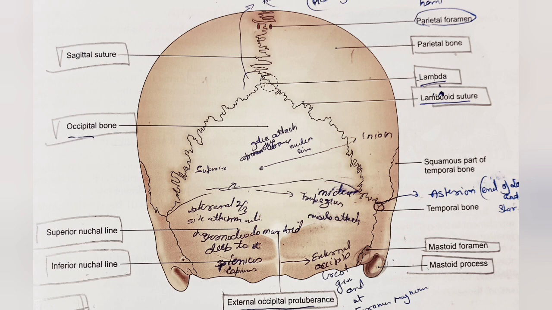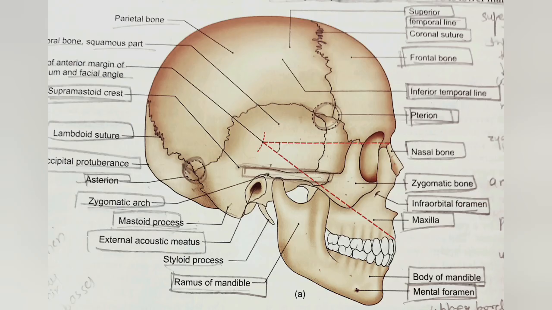Now we will see how much the scalp extends on each side, on the lateral portion of the skull. On each side it extends till the superior temporal lines. As you can see in this diagram, there is a temporal bone which contains the superior temporal lines. Till the superior temporal lines, the scalp extends.